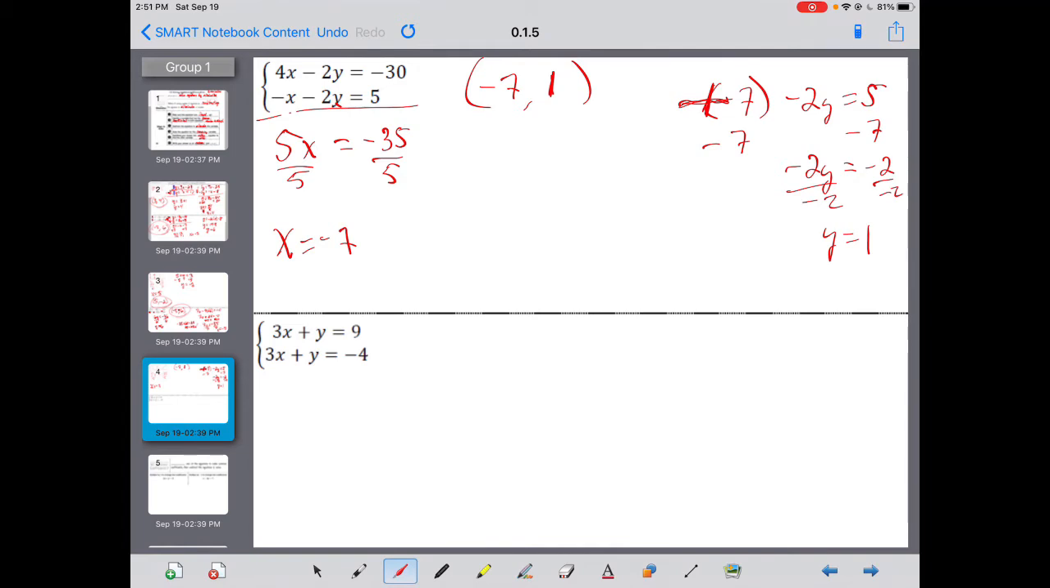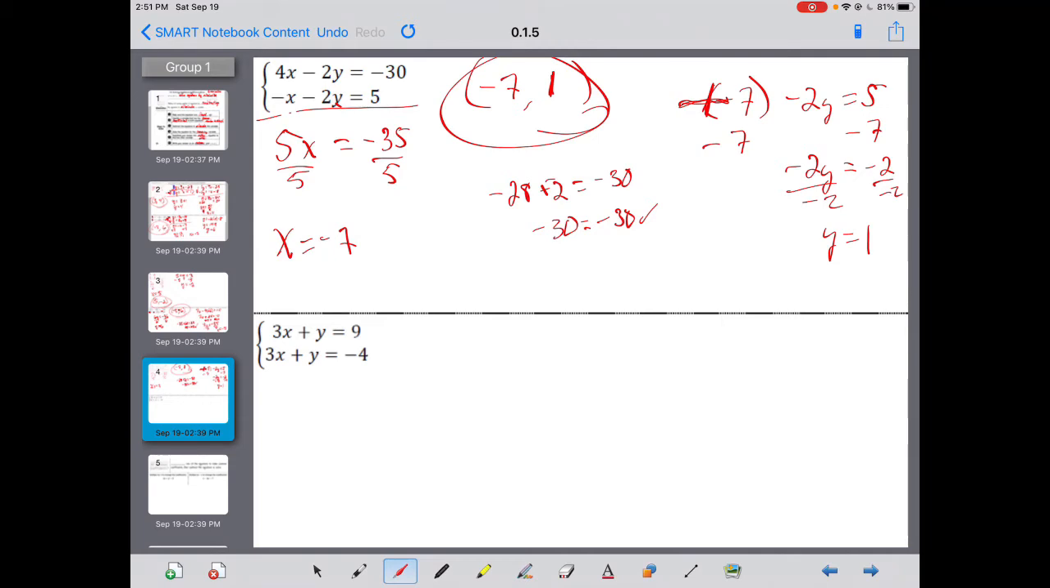Now, that was in the first equation, so I should plug it in the other one. Let's see. 4 times negative 7 is negative 28. And negative 2 times 1 is negative 2 equals negative 30. And that's more negative. Negative 30 equals negative 30. Yeah, it does. Okay. Negative 7, 1. Okay. There we go.